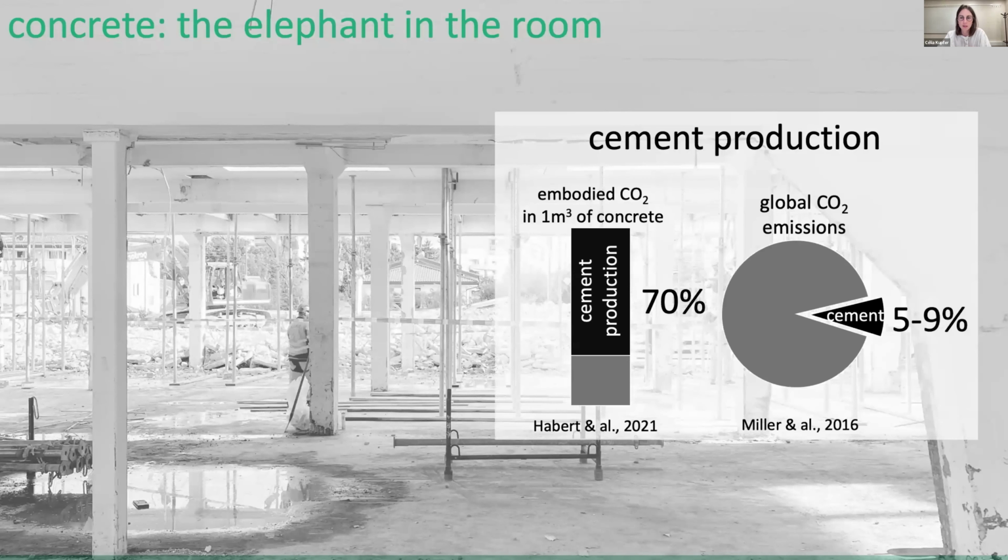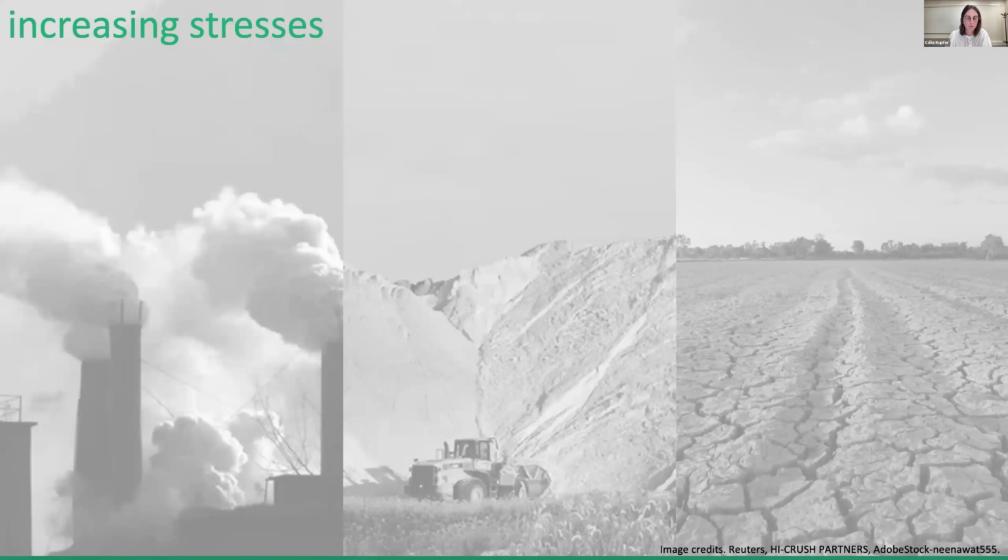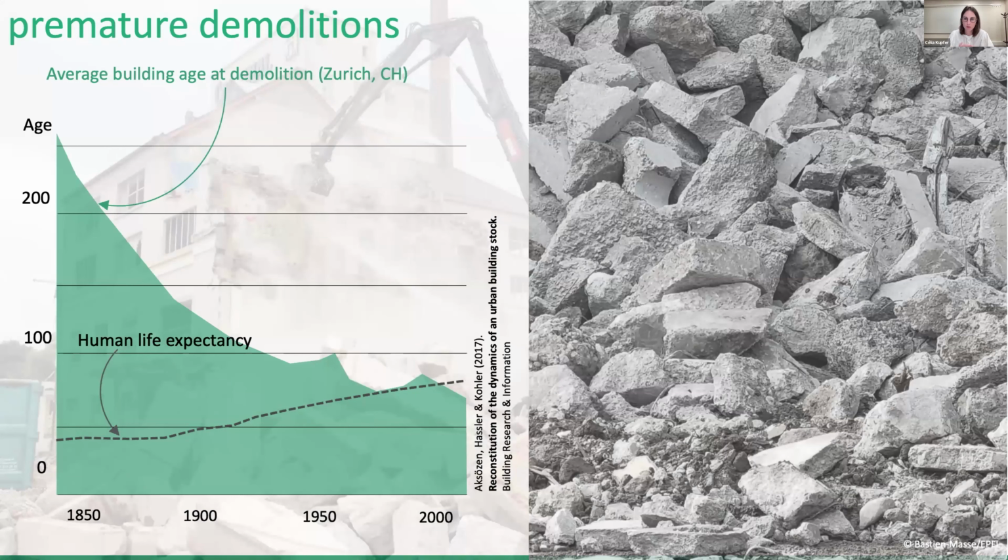And cement, the binding agent of concrete alone, is responsible for 5 to 9% of global CO2 emissions and accounts for about 70% of concrete embodied carbon. The high demand in concrete also intensifies political and economic conflicts around sand extraction and stresses on water reserves. But still, despite the large demand in concrete, ever younger concrete buildings that are in a good state are regularly demolished and crushed into rubble, causing the loss of the energy, history, and technology embedded in them.